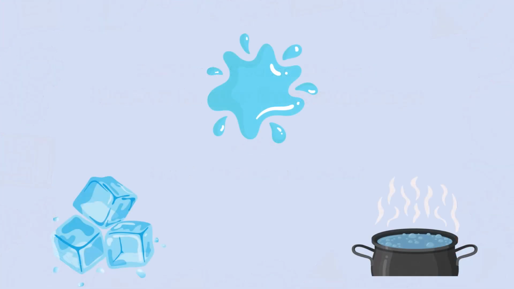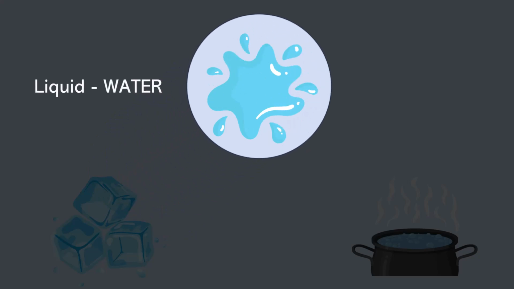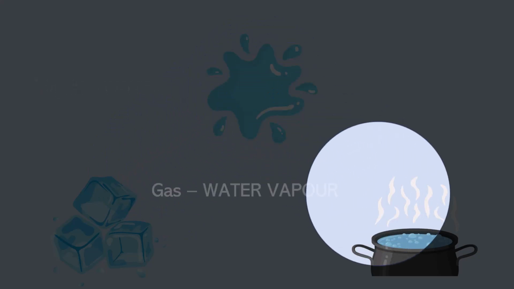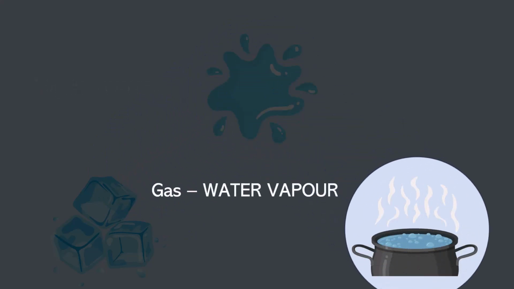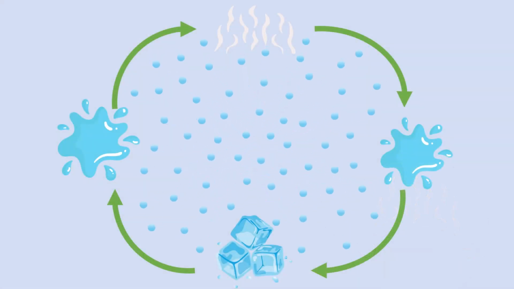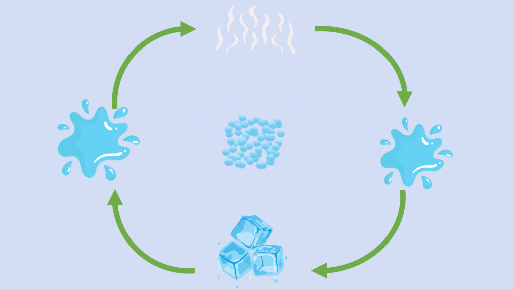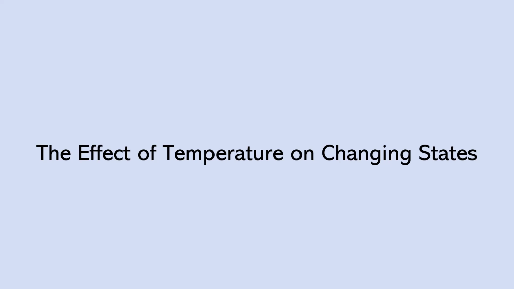Let's start with something we all know. Water can exist in three states of matter. It's a solid as ice, a liquid as regular water, and a gas as water vapor. But what is happening inside when water changes from one state to another? How does the change actually occur? Let's break it down. We'll start by looking at the effect of temperature on changing states of matter.